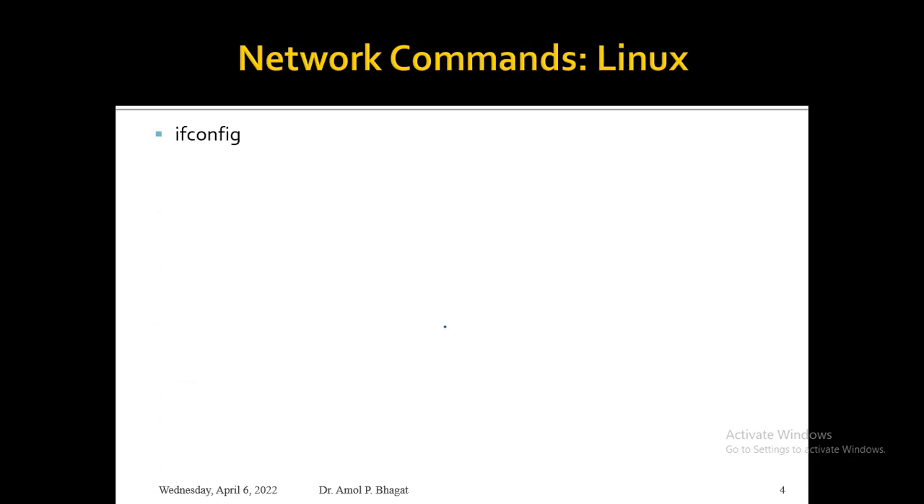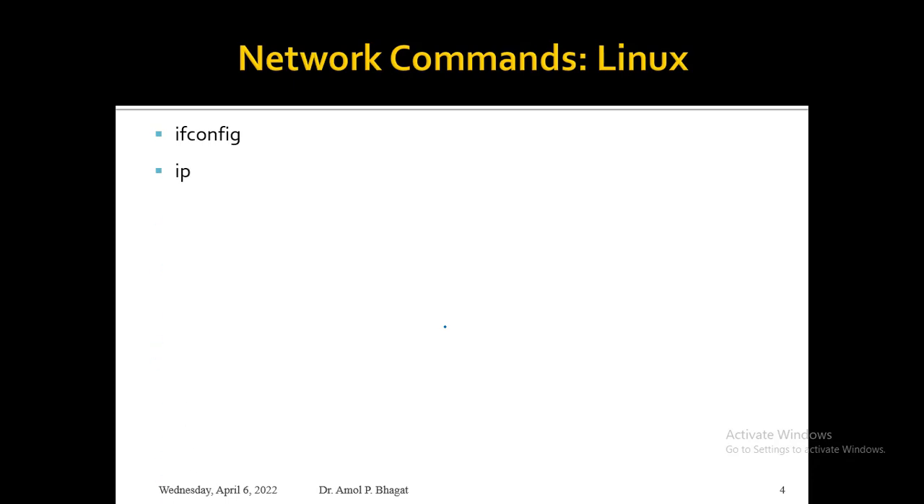For Linux, there are commands like ifconfig, which is similar to the ipconfig command. Again, you will get the list of the IP addresses used by various devices in the Linux operating system. You can even display and manipulate route and network interfaces through this ifconfig command.